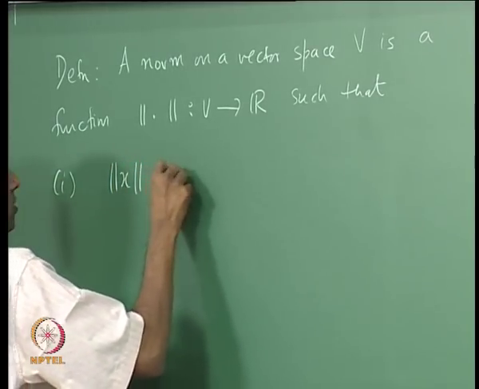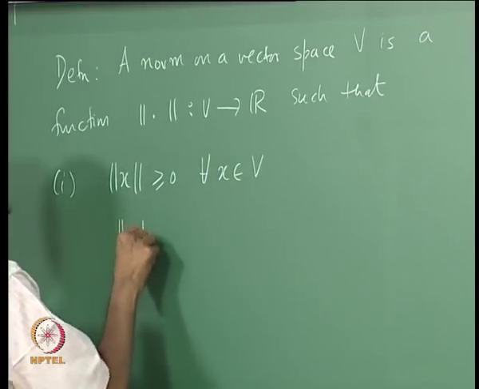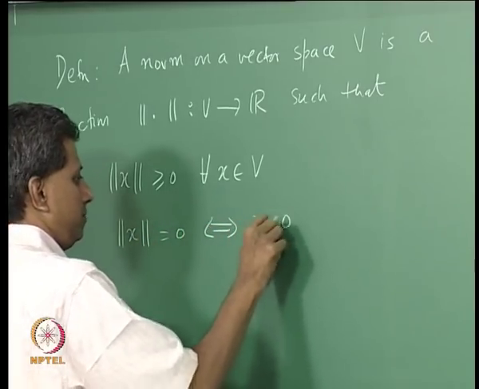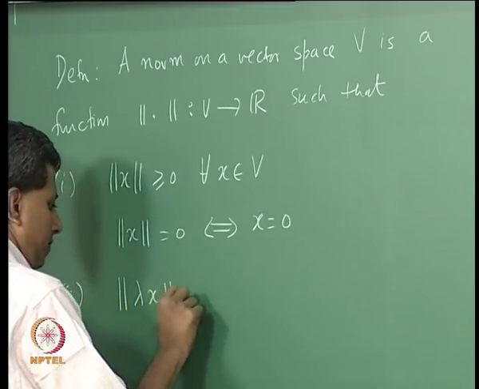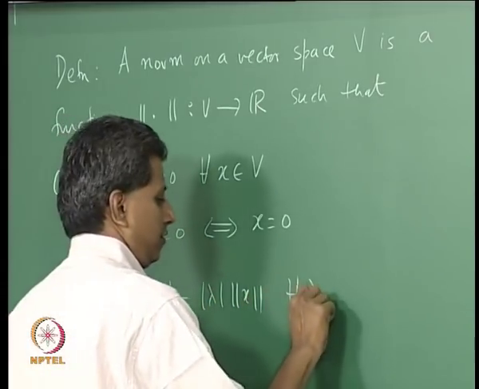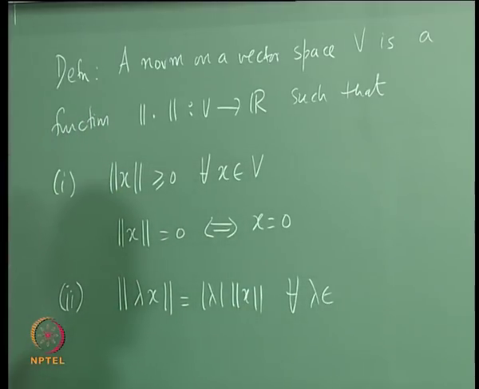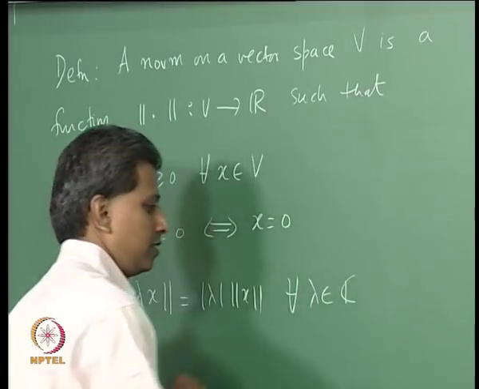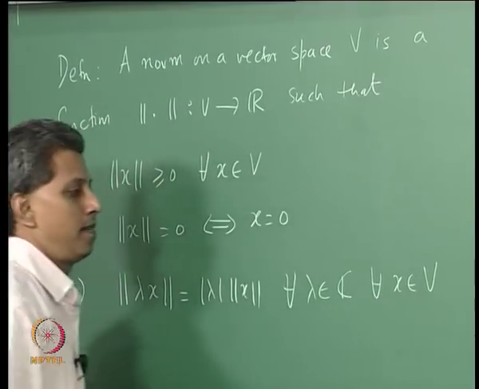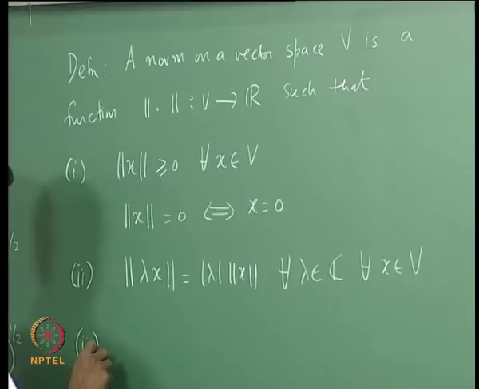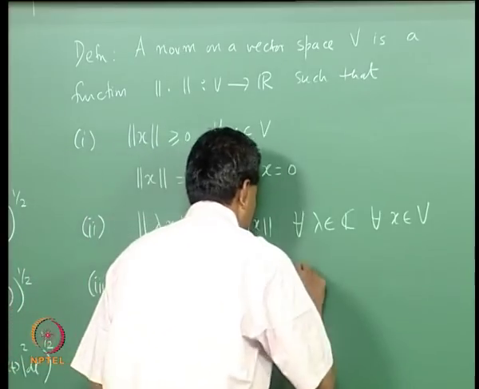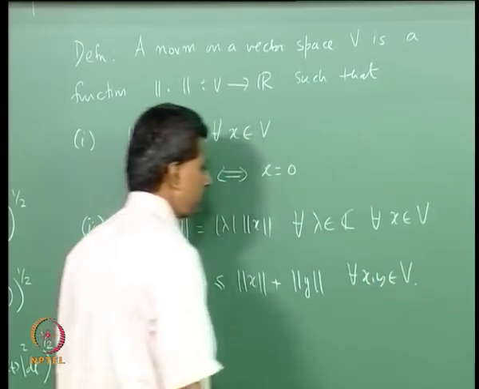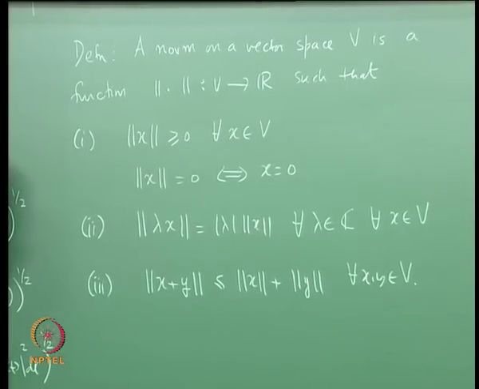Norm of x is greater than or equal to 0 for all x in V, and this goes along with this: norm x equal to 0 if and only if x is equal to 0. Condition 2 is again a condition that we have seen in the context of an inner product space. Norm of lambda x is mod lambda norm x for all lambda in, let us look at the case of a complex vector space, so I will take the scalars from C, for all x in V. The third condition is just the triangle inequality: norm x plus y must be less than or equal to norm x plus norm y. A norm on a vector space is a function that satisfies these conditions.